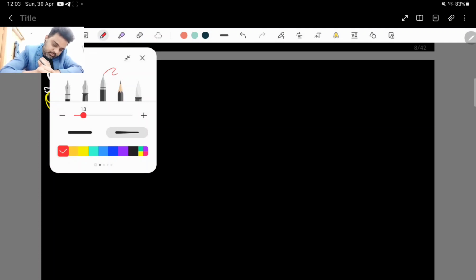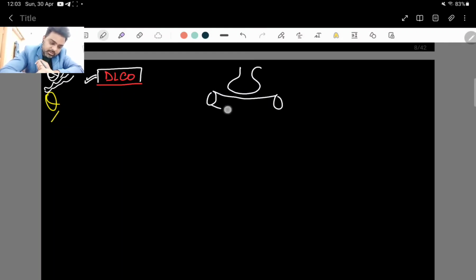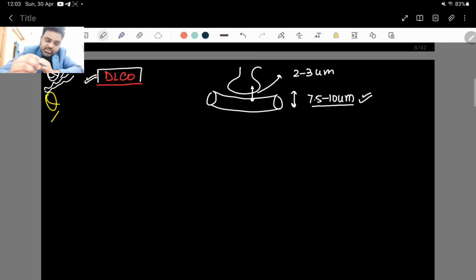So what is DLCO? DLCO is the diffusing lung capacity. Now if this is the alveoli and this is the pulmonary capillaries, generally the diameter of pulmonary capillaries is between 7.5 to 10 micrometer, and the length is 2 to 3 micrometer. Please remember the diameter of RBC is also 7.5 to 10 micrometer.